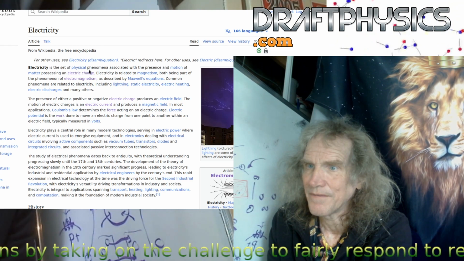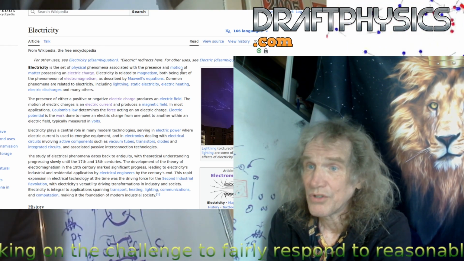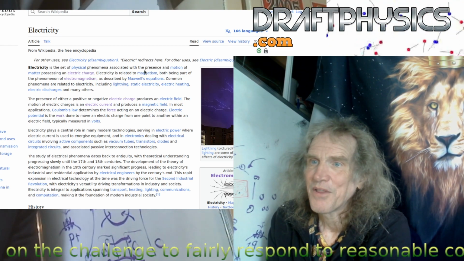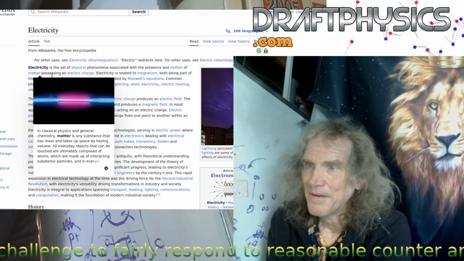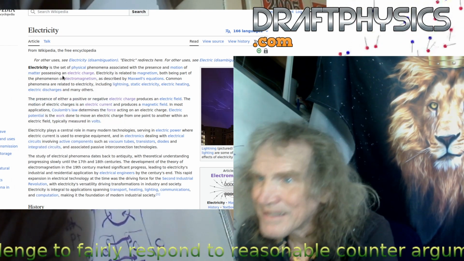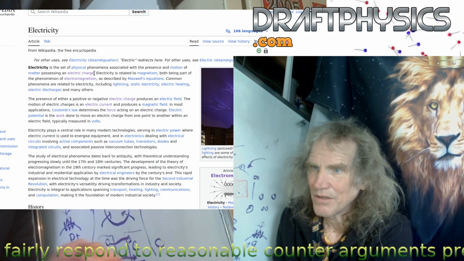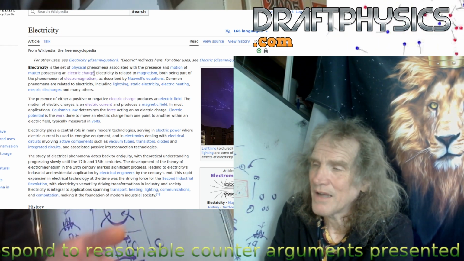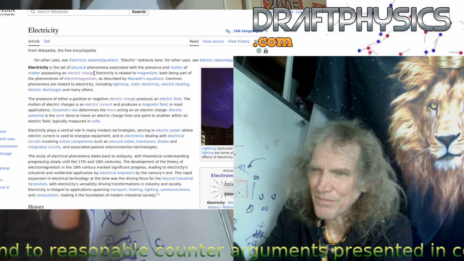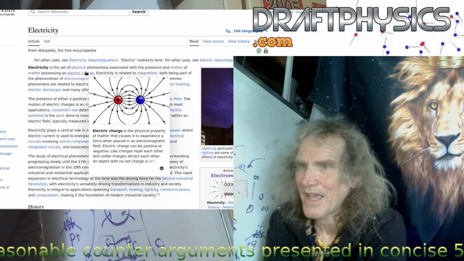Electricity is a set of physical phenomena associated with the presence and motion of matter possessing an electric charge. So they won't tell you what a charge is. It's just some idea that electrons and protons attract and protons repel protons and electrons repel electrons, but they're not saying any of that here.